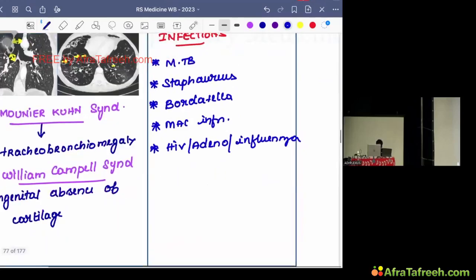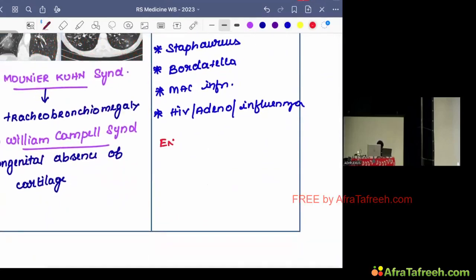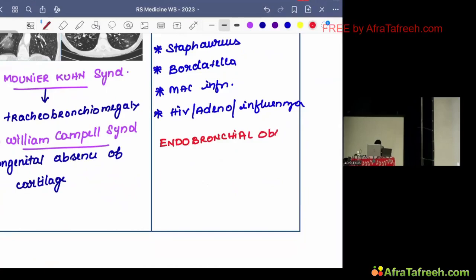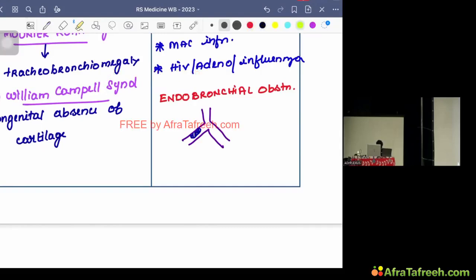Okay, then next is endobronchial obstruction. Okay, so if you take this as an airway, there is an obstruction within the airway, endobronchial obstruction, which prevents the secretions from getting cleared up, and because of this, the patient is going to have airway dilatation.